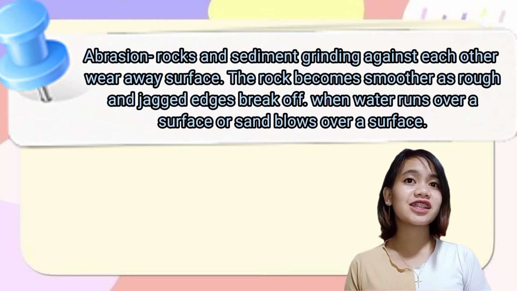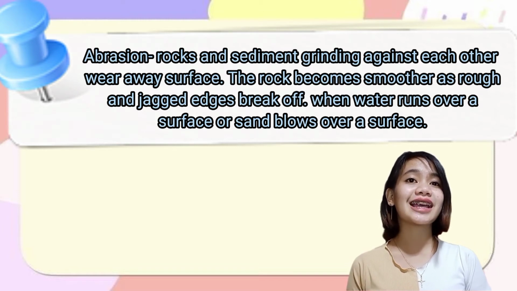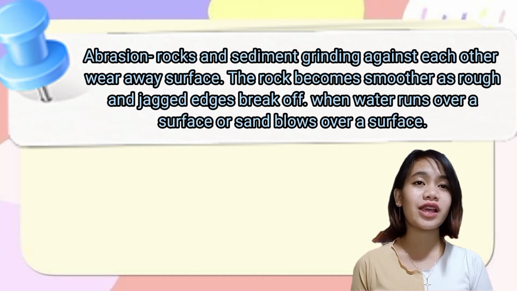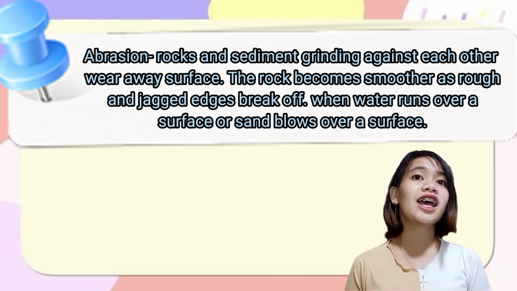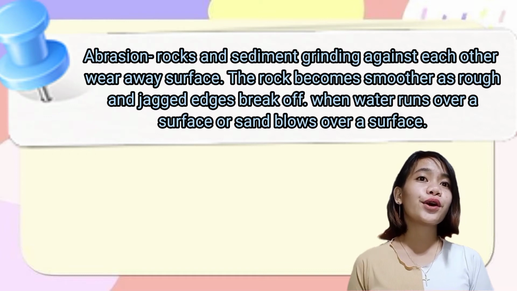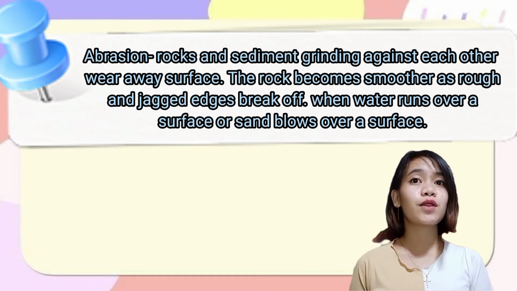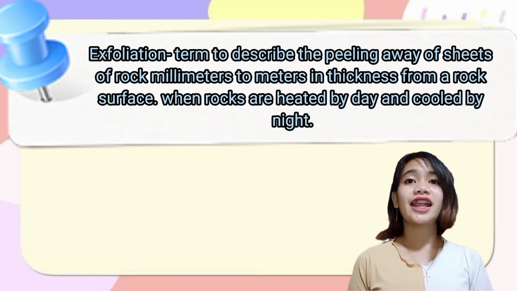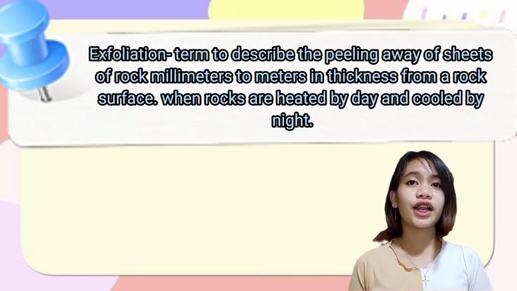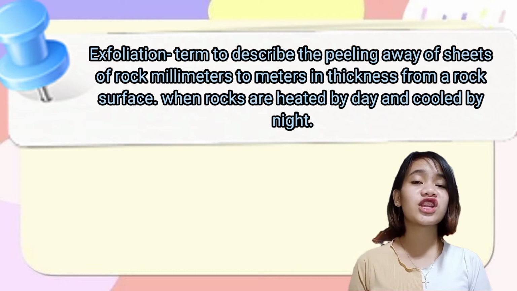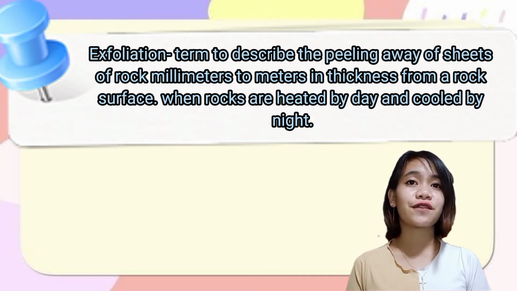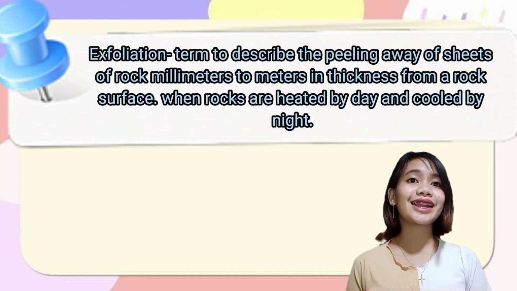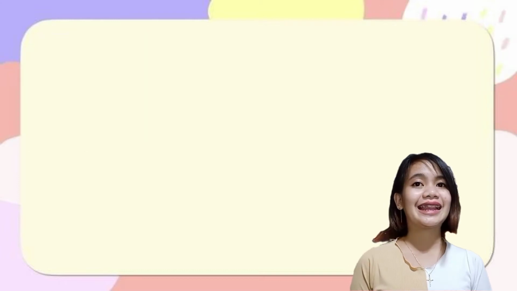Second is the abrasion. Abrasion is when rocks and sediments grinding against each other wear away the surface. The rocks become smoother as rough and jagged edges break off when water runs over a surface or wind blows over a surface. Then third is the exfoliation. Exfoliation is a term to describe the peeling away of sheets of rock millimeters to meters in thickness from a rock surface when rocks are heated by day and cooled by night.